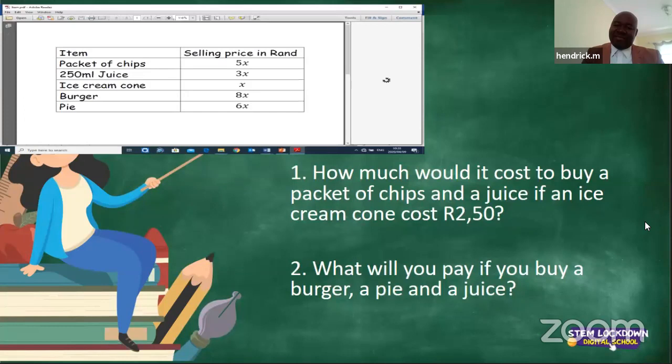Yes, go ahead. So, for a burger, it'd be 20 rand because 8 times.